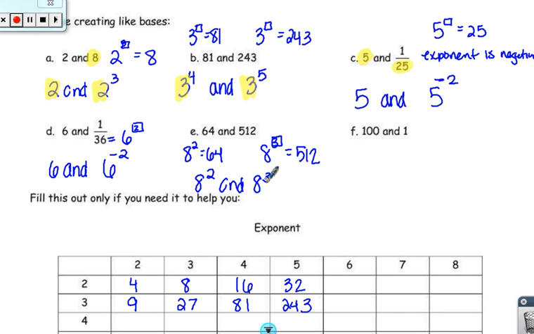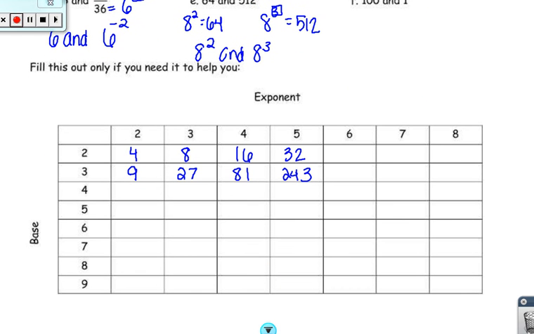Our bases are identical, 8. And if you want, go ahead and add that to your table. You know 8 squared is 64. 8 to the third is 512.